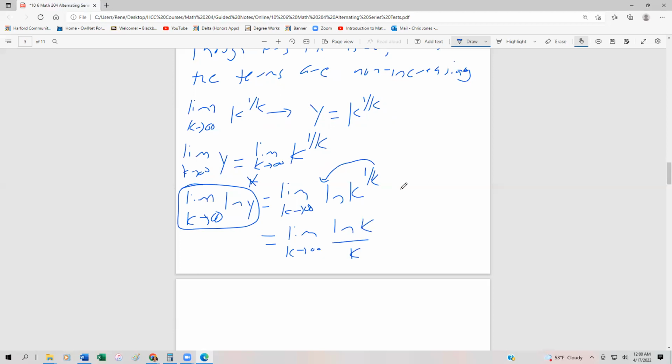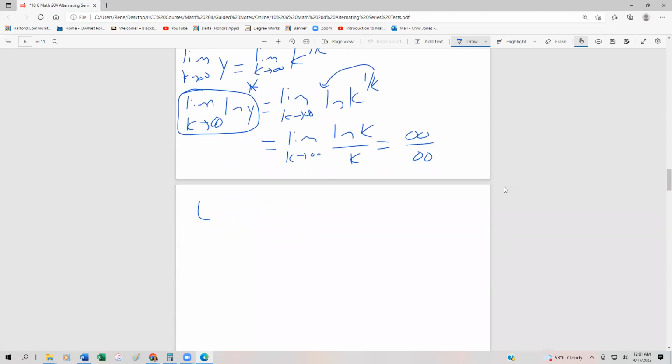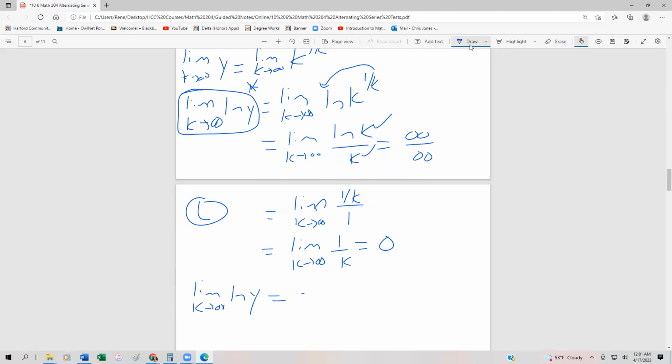And we know that that's the same thing as infinity over infinity, which means that we can use our good friend L'Hopital's rule. All right, so now this becomes the limit as k approaches infinity of the derivative of ln k, 1 over k, over the derivative of k, 1. So this is really going to be the same thing as the limit as k approaches infinity of 1 over k, and that's going to be 0. All right, so now that is not the limit, because remember, the limit as k approaches infinity of ln y is now equal to 0.